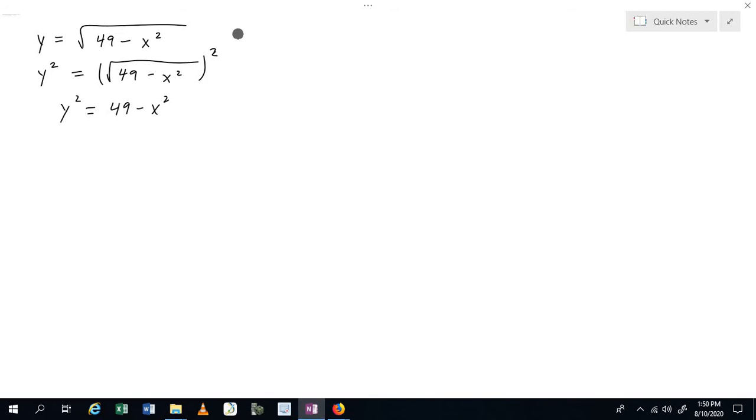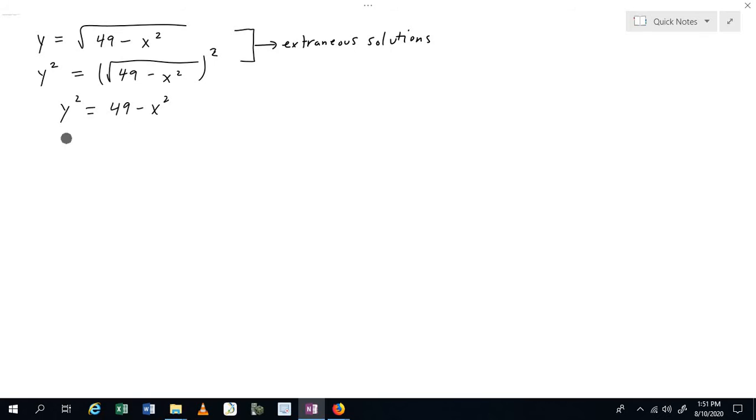Now, one thing I want to mention here is when you square both sides of an equation, there's the possibility of introducing extraneous solutions, which are essentially extra solutions that appear in this equation but do not exist in the first equation. So we'll talk about that in a second.